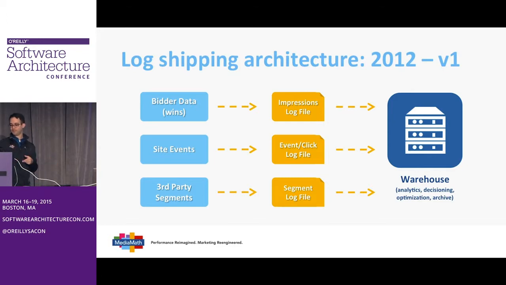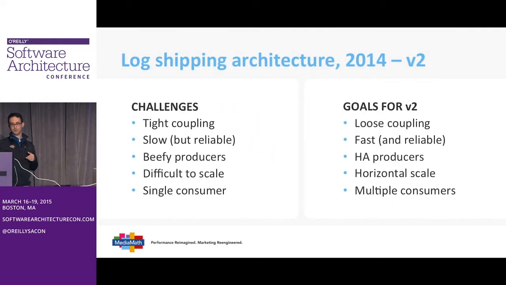Now, where we wanted to go was very different than where we were. We realized this pretty early on, that we had a pretty tremendous hurdle to overcome. In the first case, tight coupling. If you're taking these log files, compressing them on your producer nodes, and shipping them all the way to your consumers intact, that's a very tightly coupled system, right?